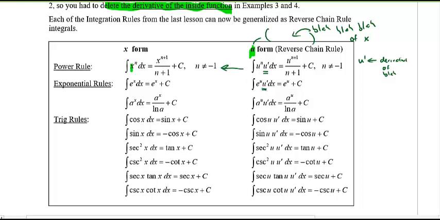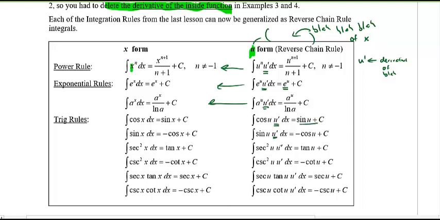If it's there, u prime, then we can remove it, and it's just e to the u plus c. Same thing with a to the u. If you have a u prime there, remove it, a to the u over ln a, same as before. And similarly, the same ideas with trig rules. As long as it's there in the integrand, remove it, and then you can find the antiderivative.